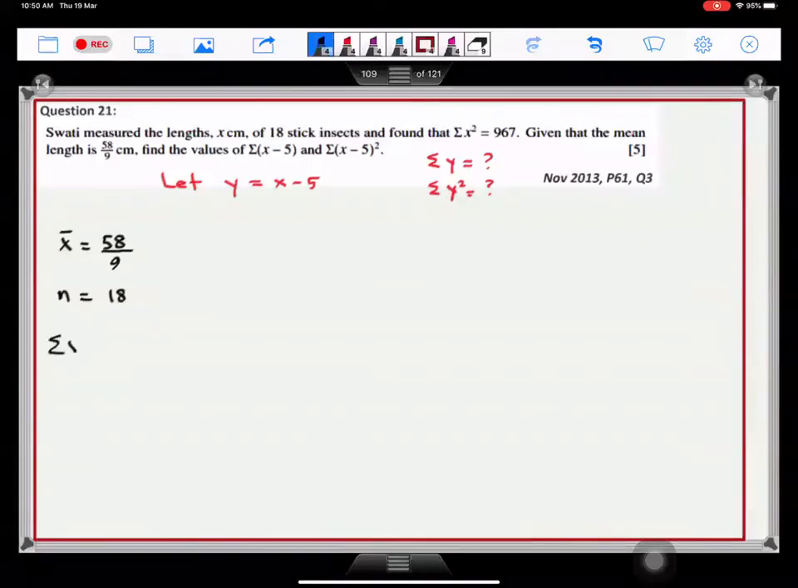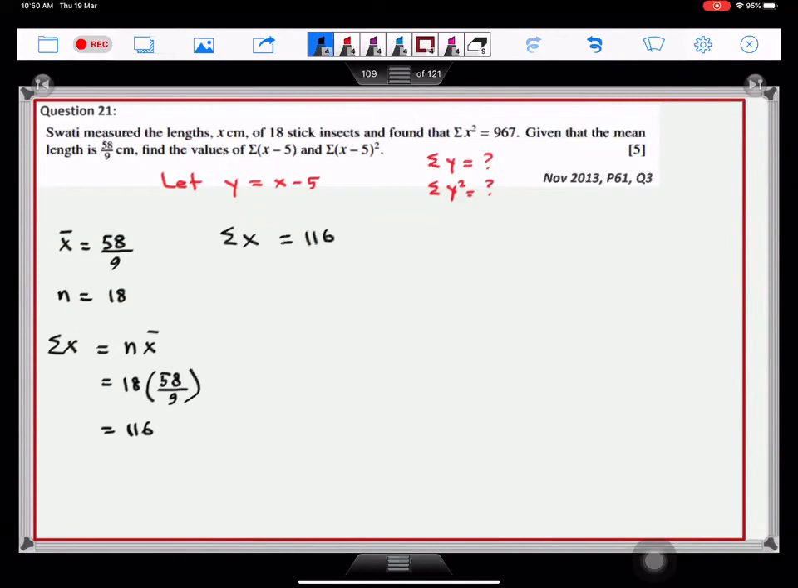Can I calculate sigma x? Yes. That is n into x bar. That is 18 into 58 over 9. So that comes out to be 116. Simple calculation. Now, sigma x is 116.